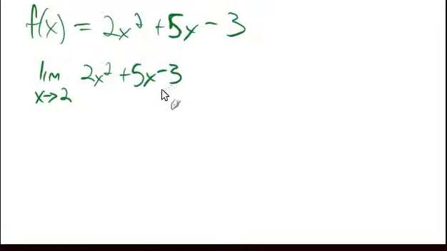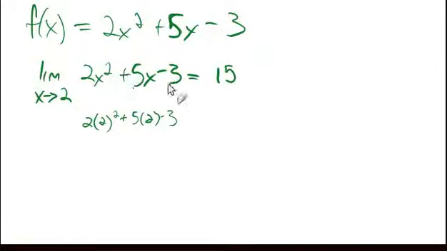Well, what we're going to want to do more and more is just to be able to plug the number into the function. Those are the limits we're going to be more interested in. We're going to become less interested in right-handed and left-handed limits, and just want to be able to create a function that we can plug the number into. And this one works great. You put 2 in there, you get 2 times 2 squared plus 5 times 2 minus 3. That's going to be 4 times 2, that's 8. 8 plus 10, that's 18, minus 3, that's 15.